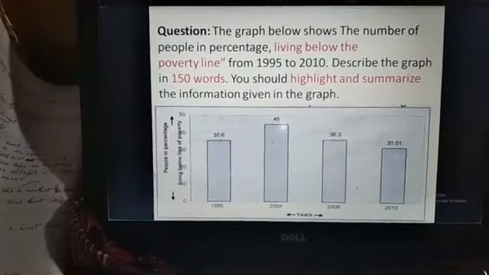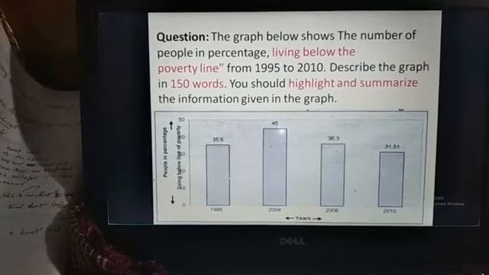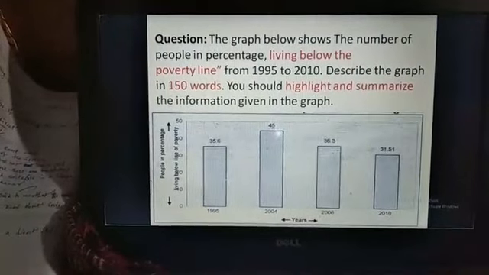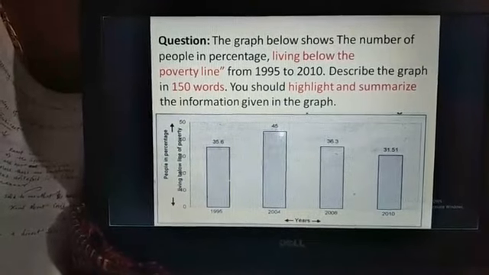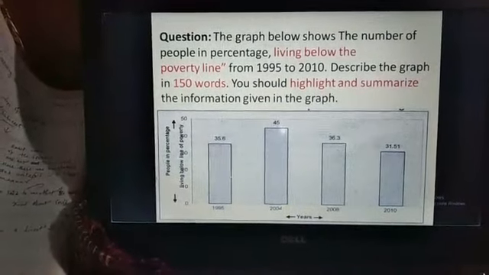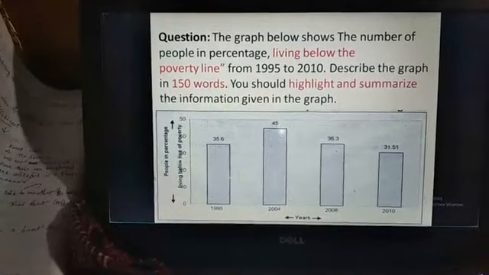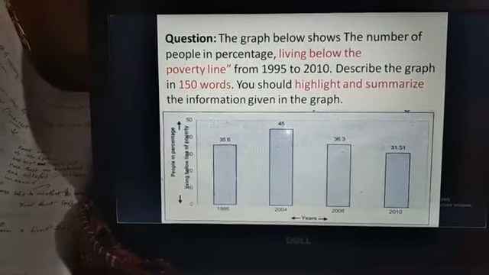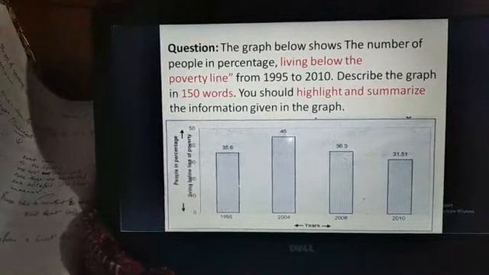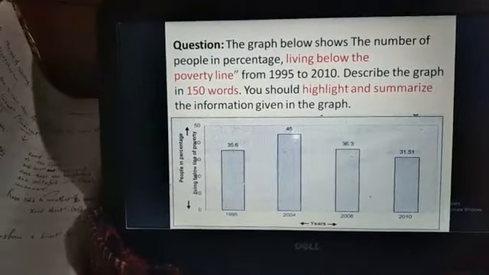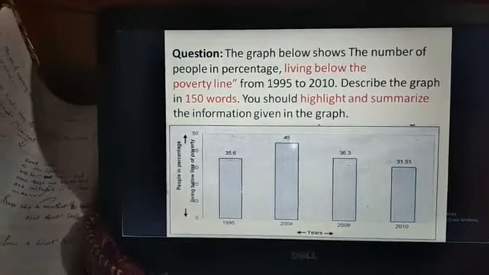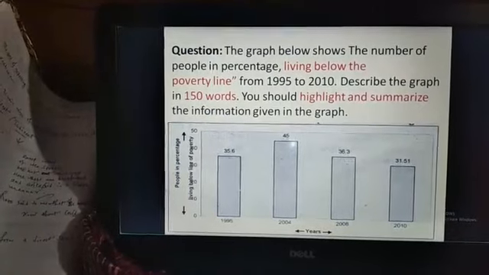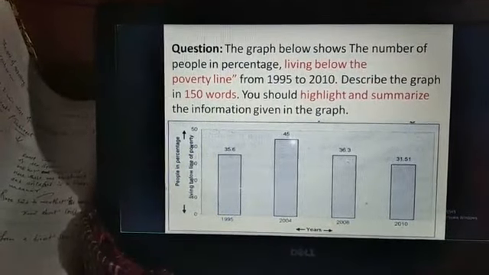The question will be: the graph below shows the number of people in percentage living below the poverty line from 1995 to 2010. Describe the graph in 150 words. You should highlight and summarize the information given in the graph. Here I colored 3 phrases. Living below the poverty line means it is the main topic, and I have to write relating to this topic.